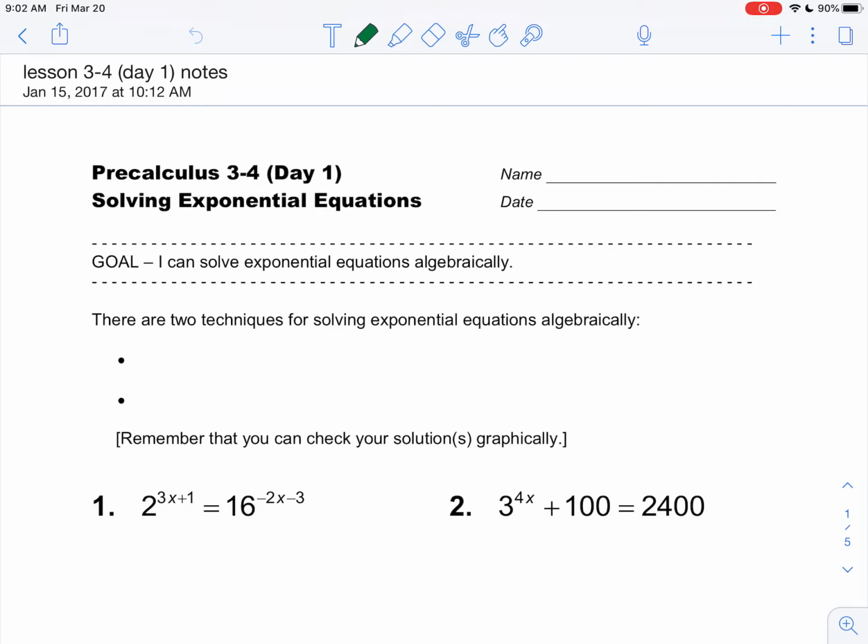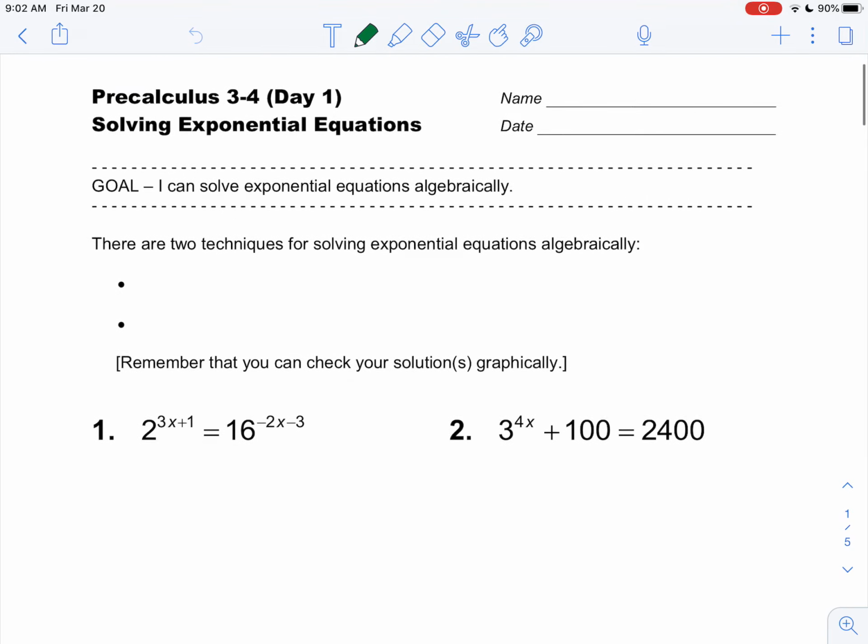Hello, Precalculus. So we have lesson 3-4. We split it into 2 days. The first day is going to be solving exponential equations, and the second day is going to be solving logarithmic equations. So today we're going to look at how to use algebra.